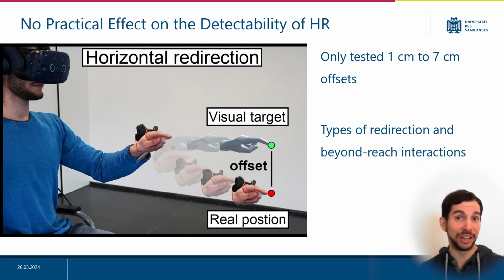But this opens up an interesting question. How can we render beyond-reach interactions that aim to remain unnoticeable to users? So do we visually grow the forearm, or do we dislocate the shoulder or the elbow? That's an interesting question for future work.